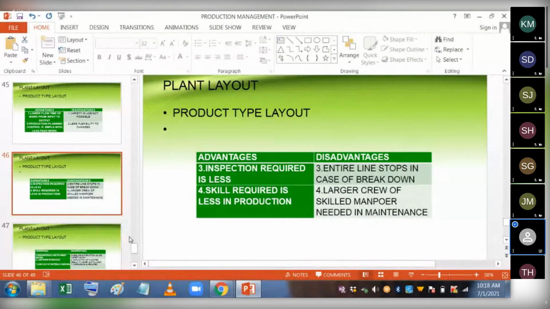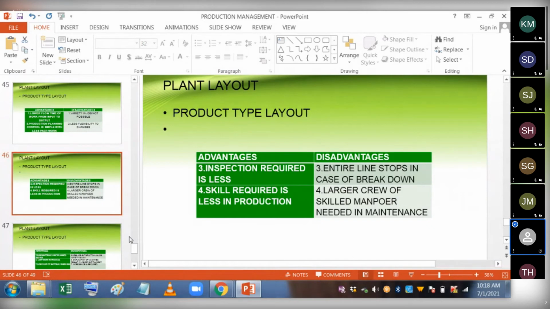And since the product is repetitive, and in most of the cases in mass production, these are produced in highly productive machines like CNC machines or multi-spindle automats and things like that, the output of these machines is consistent and inspection required is much less.